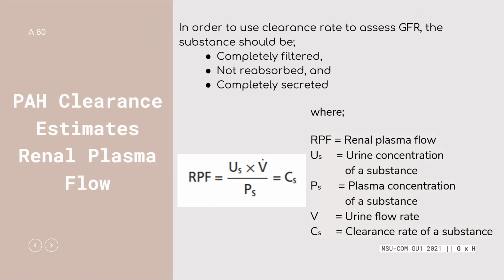Another variable in renal function is renal plasma flow. To assess renal plasma flow from the clearance rate, ideally the substance should be, number 1, completely filtered, number 2, not reabsorbed, and because GFR is only 20% of total plasma flow, the substance should also be completely secreted. Therefore, the amount of substance delivered to the kidneys in the blood, which is renal plasma flow times the plasma concentration, would be equal to the amount excreted in the urine, which is the urine concentration times the urine flow.